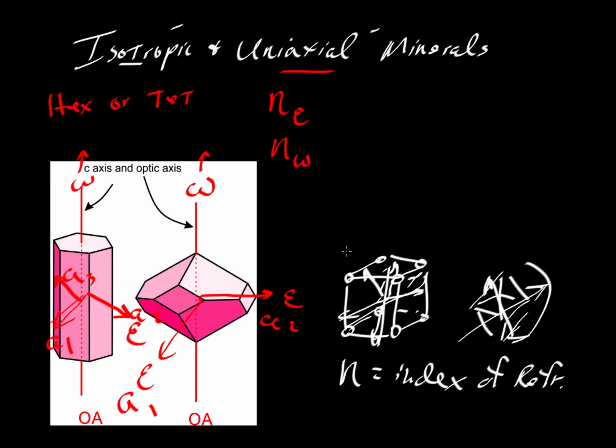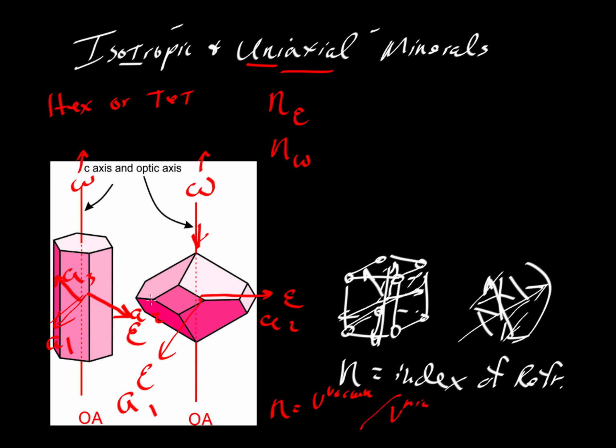And then the n omega would be indicative of the velocity as it travels along the c-axis. Keep in mind, although I'm saying velocity, n is really the velocity in a vacuum divided by the velocity in the mineral. So all of these n values are inverse velocity. The larger the n, then the slower the velocity. So that's what's going on in uniaxial minerals. We call them uniaxial because they have a single optic axis. And that optic axis is a case that when you look down in this direction, all you see are the A values, and so everything is the same.